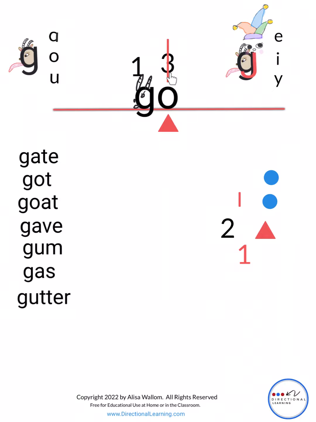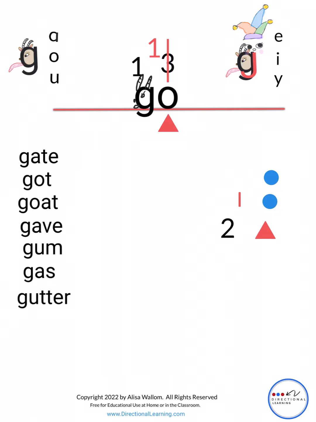So then they can read it. Go, the word is go. And then you can ask them how many red letters in this word, how many vowels. One vowel, so it's a one-syllable word. So we have some other words here and you can practice goat sounds with them.